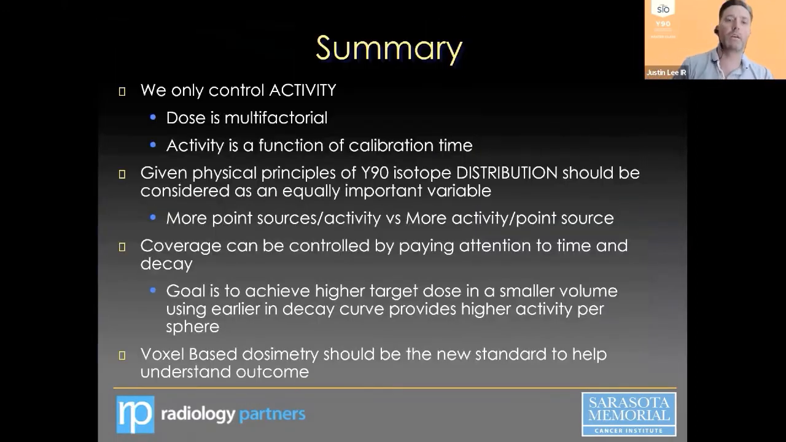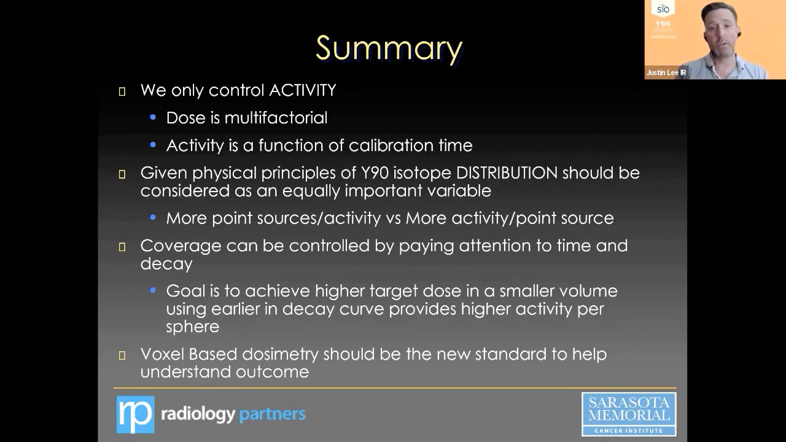Sorry about getting disconnected, and sorry about being over, but to cram all this stuff into 15 minutes is very difficult to do. My summary really is that dose is a multifactorial thing that depends on time, volume, tumor type, and what your objectives are going to be. Given the physical principle of Y90, we have to focus on distribution, which means you have to talk about coverage, and you have to make a decision. Do you need more point sources, i.e. more beads, or do you need more activity for the different treatments that you're trying to do?